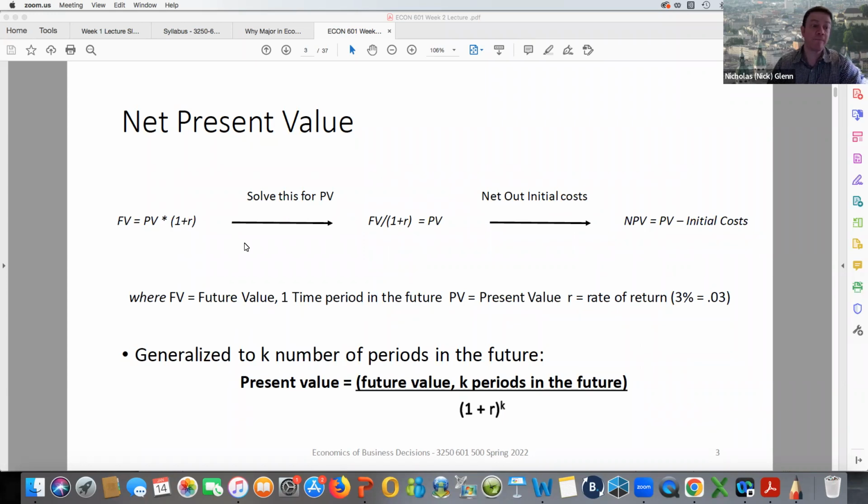Okay. So you're kind of familiar with future value. This is when you're saving or investing something. Let's say you're going to put $1,000 into the bank. Well, what would it be worth in a year? What's the future value of this $1,000? Well, you take this $1,000 and multiply it by 1 plus whatever interest rate the bank's offering you. Okay, and that'll give you your future value in 1 year.